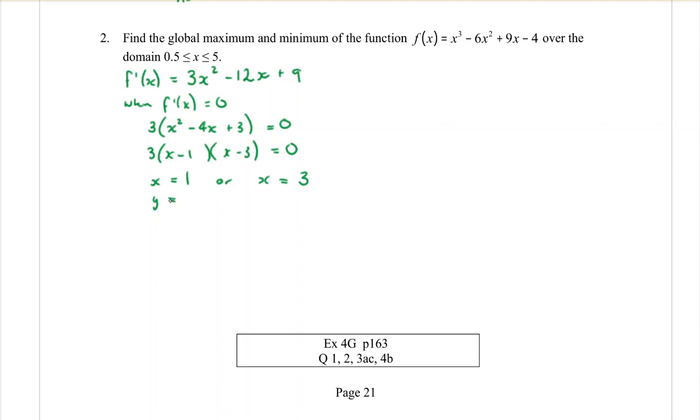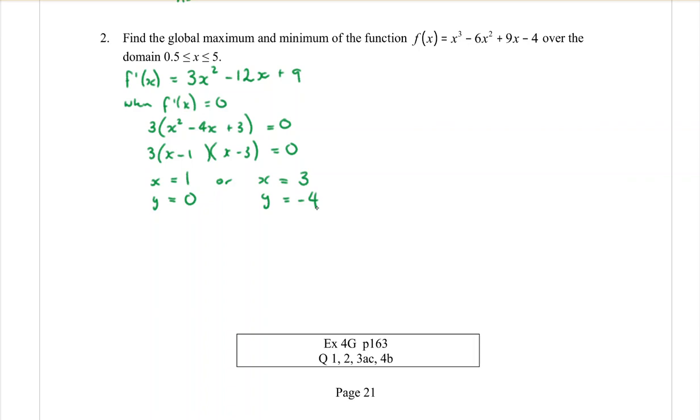If you sub x is equal to 1 back into here, we have 1 minus 6, that's minus 5, plus 9 is 4, minus 4. Did I just get 0? I did. Okay, now sub 3 into the equation. Maybe use your calculator, it's easier than doing it in your head. What do we get? You're going to make me tell you, aren't you? All right, y equals minus 4.